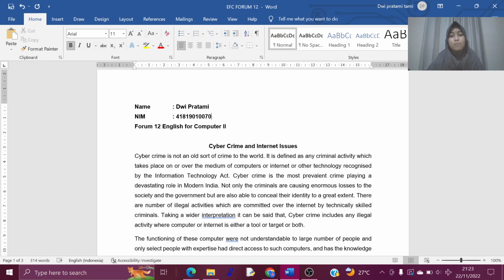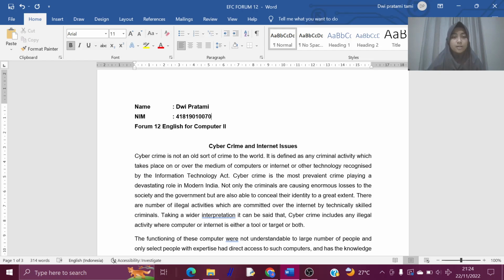Cybercrime is the most prevalent crime playing a devastating role in modern India. Not only are the criminals causing enormous loss to the society and the government, but they are also able to conceal their identity to a great extent. There are a number of illegal activities which are committed over the internet by technically skilled criminals.